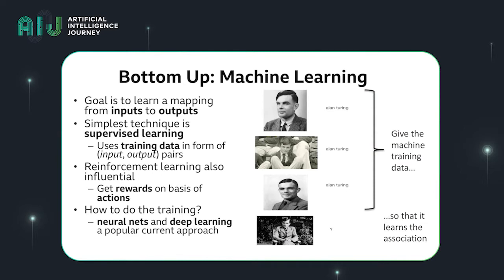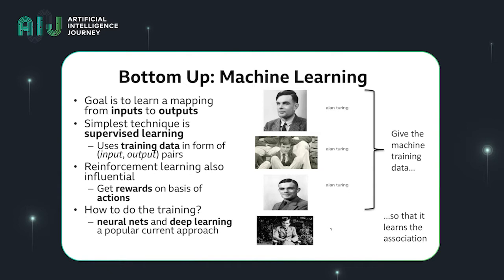What we've got are a number of pictures of Alan Turing, the very famous Alan Turing, the British scientist who did so much to found the field of computer science and artificial intelligence. And the goal here is that we give the program a number of examples. We give the AI system a number of examples of pictures, and each picture is labeled with the name of the person that appears in it. And this is called training data.